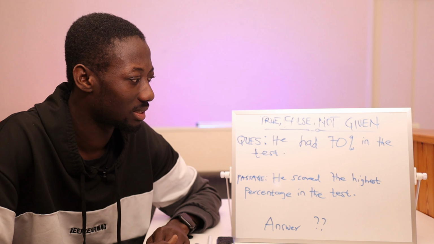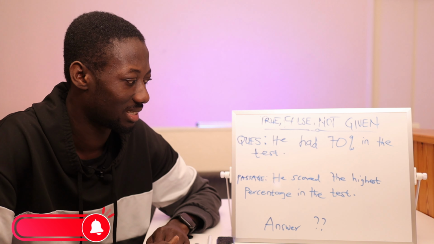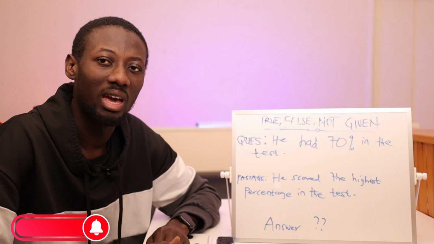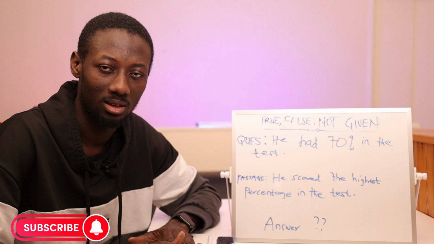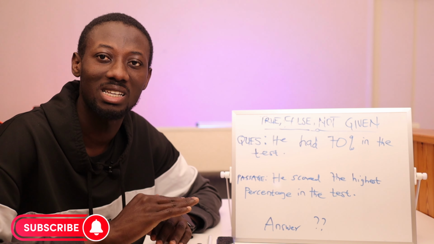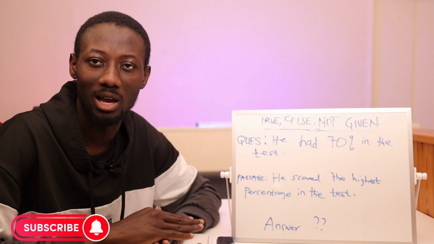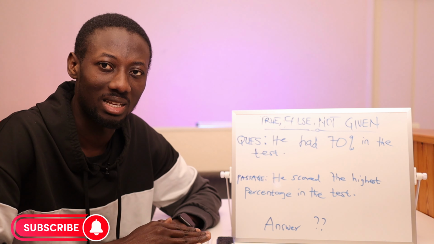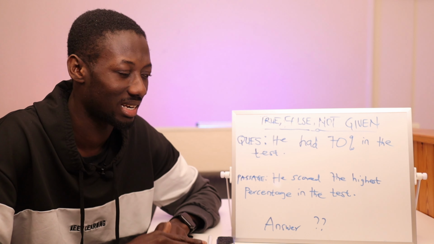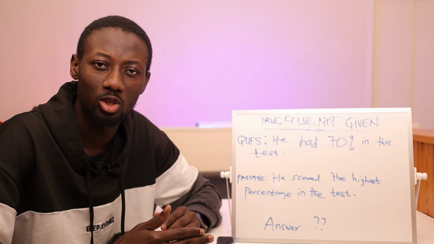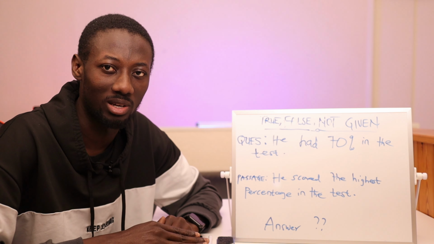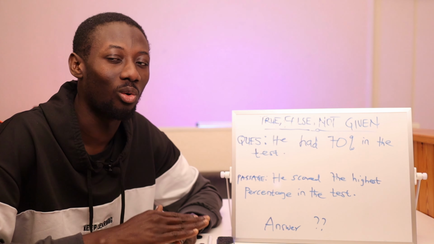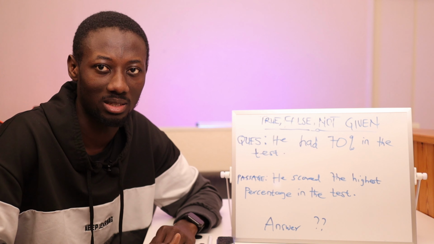Now the question says he had 70% in the test. Question is emphatic. And I said true, false, not given are statements of facts. So you cannot assume. Now, as an IELTS student, what are you supposed to do? You are supposed to quickly go to the passage and search for where this statement is mentioned.